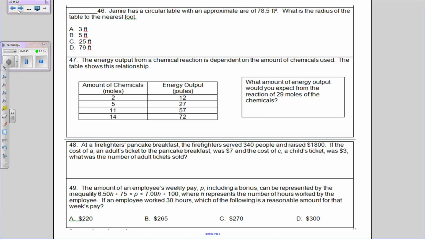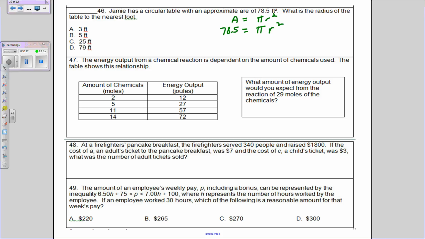Number 46. Jamie has a circular table with an approximate area of 78.5 square feet. What is the radius of the table to the nearest foot? So we're going to find the area of a circle, so we'll do area equals pi r squared. And then we want to find out what radius is, so we know the area. Area is 78.5 feet squared. Pi is pi, and radius squared is radius squared.